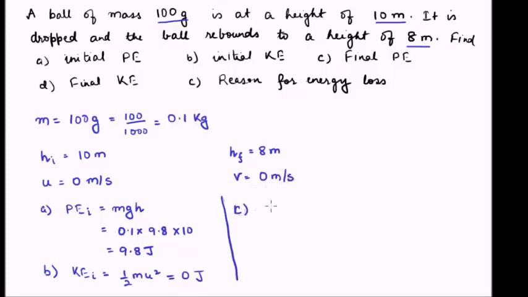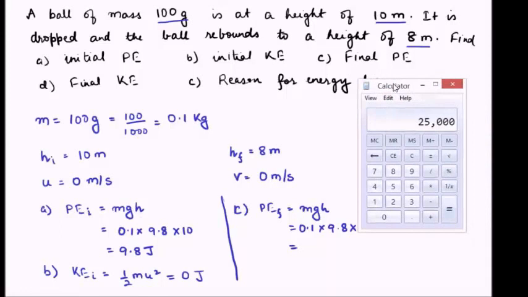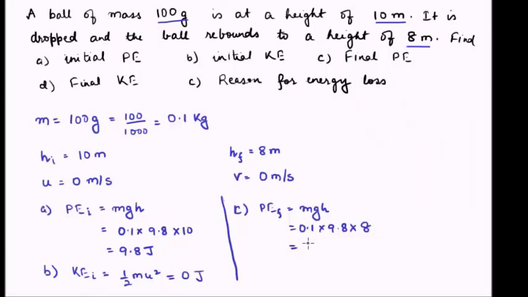Now part C asks me to find the final potential energy, and I will use the same relation mgh. Now the mass is 0.1, g is 9.8 meter per second square, and the new height is 8. Therefore this will be equal to 9.8 into 8 into 0.1, that is 7.84 joule.